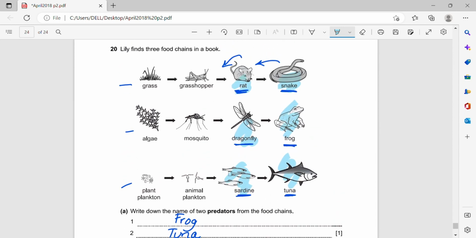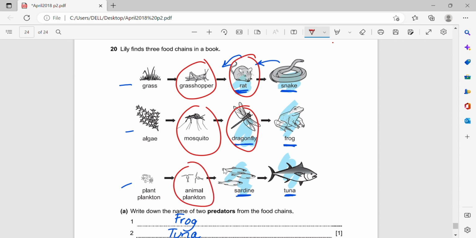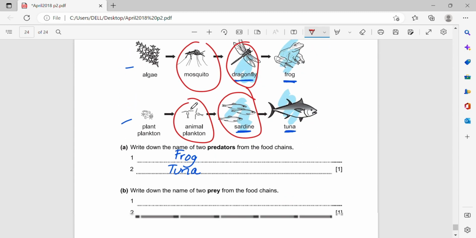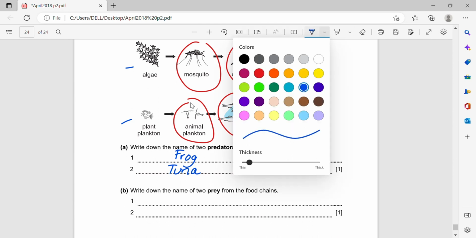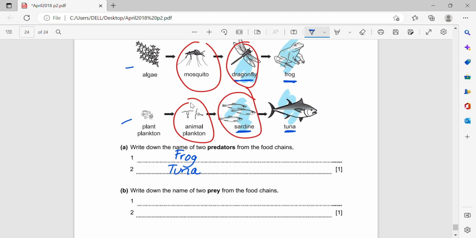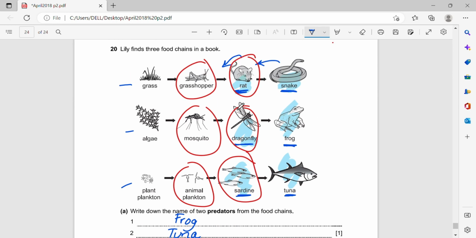Write down the name of two prey from the food chains. The prey is what? The animal that is hunted. Who here is the animal that is hunted? The grasshopper, and the rat is also hunted, dragonfly, mosquito, animal plankton hunted by the sardine. Okay, sardine is hunted by the tuna. So all of these are prey. So for the prey, we can write the rat, and we can write the dragonfly, or if you write the animal plankton or mosquito, all the ones here in red are considered prey because they are hunted.